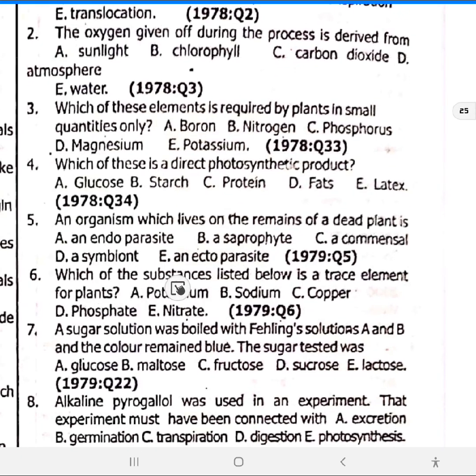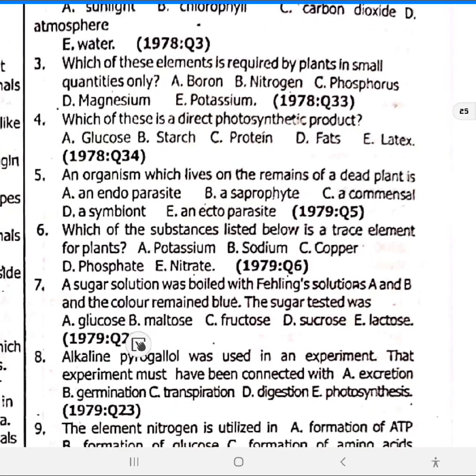Number 6, which of these substances listed below is a trace element? If they say something is a trace element, trace elements are elements needed by plants in small quantities. Remember, we made mention of them just now. Option C, copper is a trace element. We say copper, we say molybdenum, we say boron, and we also mention others.